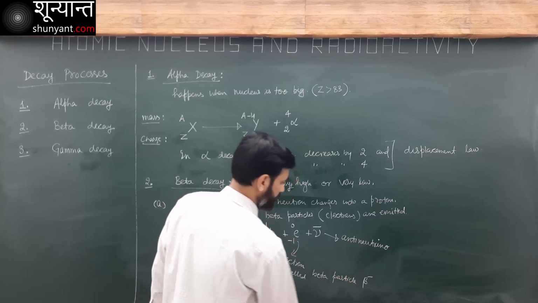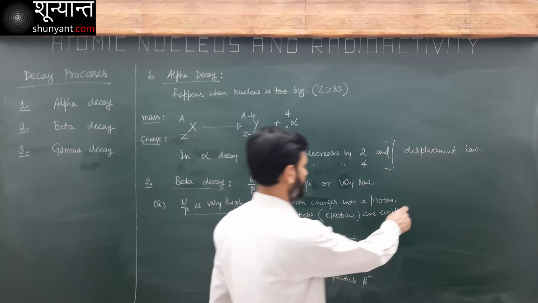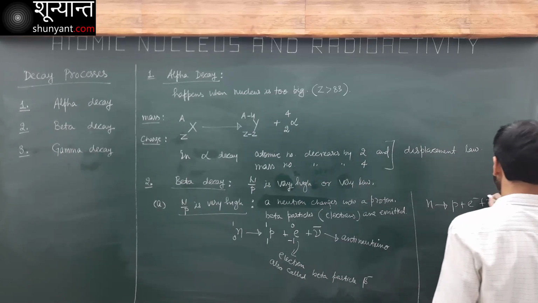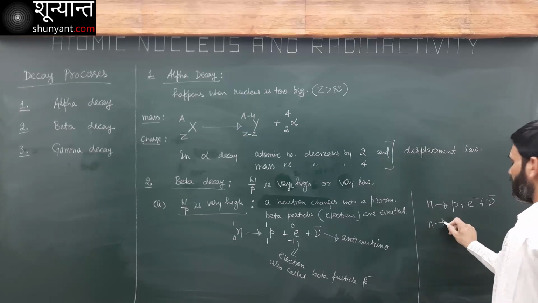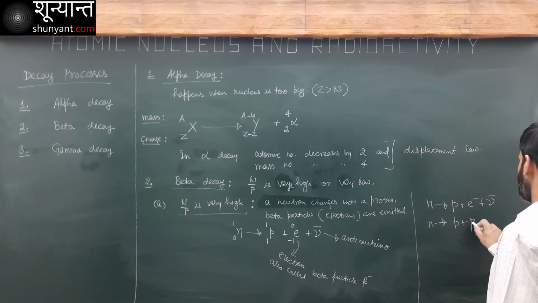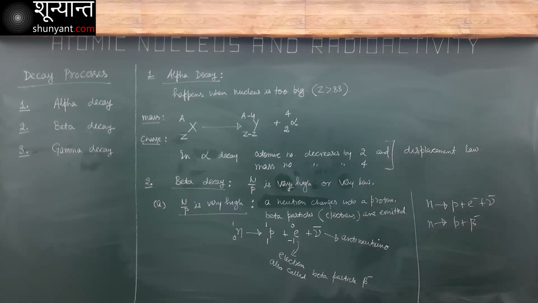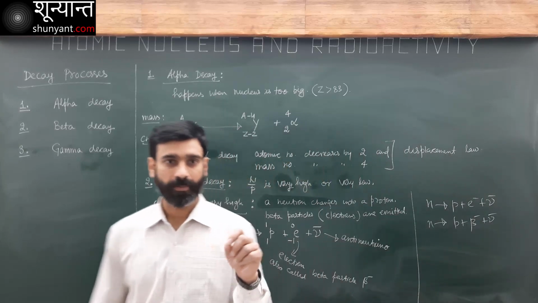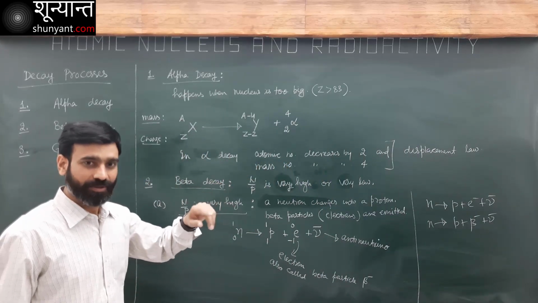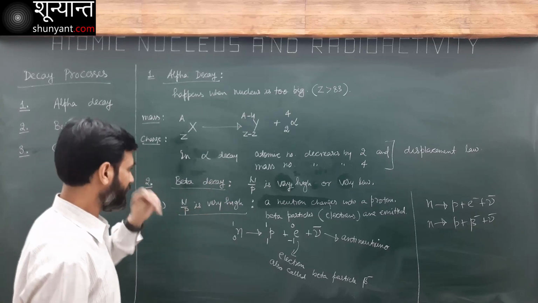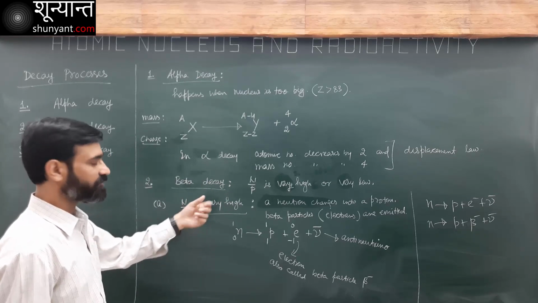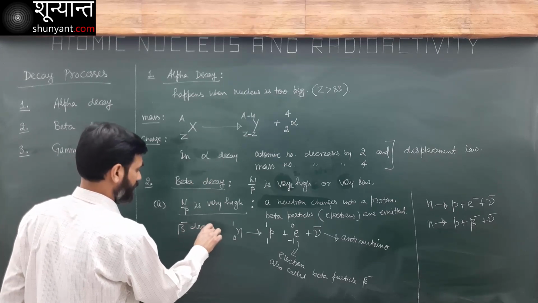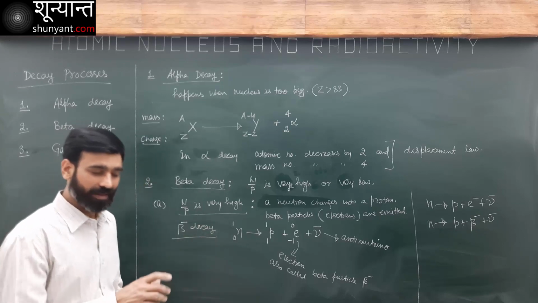Beta minus. So we represent it like this. We also write it like this: a neutron changing into a proton plus an electron plus an antineutrino, or a neutron changing into a proton plus negative beta. This is known as negative beta decay. Plus antineutrino here. So note it down. We have three types of beta decay. This is the first type. When n over p is very high, it is negative beta decay. Electrons are emitted.